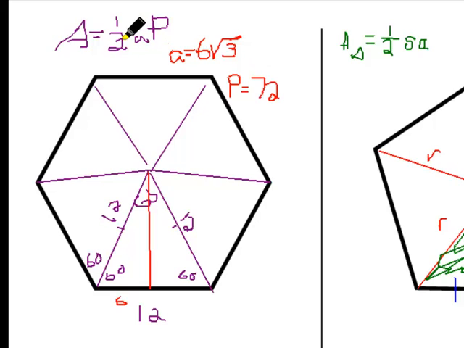Okay. So now let's plug it into this formula and find our area there. Formula says 1/2 apothem, which is 6 square roots of 3, times 72, my perimeter.